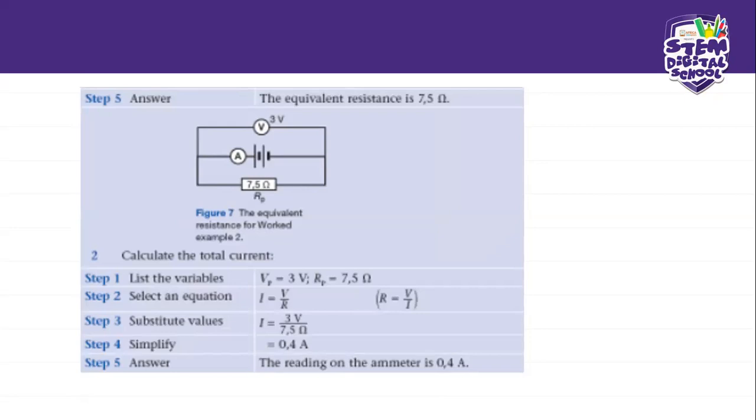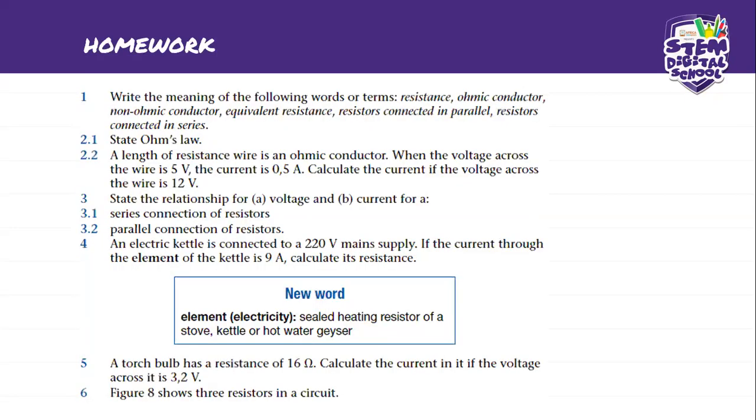Okay, are we together? So now, because we still have time and this was supposed to be done yesterday, this could have been homework, but now it is classwork. So I'm not going to do the first and the second one, where it says write the meaning of the following words or terms: resistance, ohmic conductor, non-ohmic conductor, equivalent resistance, resistance connected in parallel, and resistance connected in series.